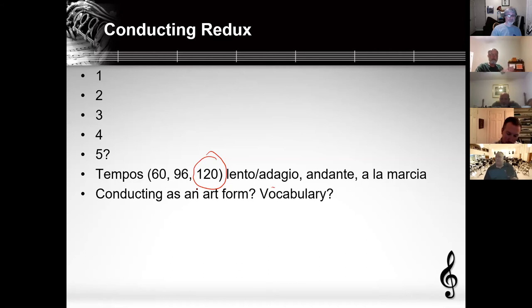Another one bites the dust. Right? So that's an andante tempo, and that's somewhat of a brisk andante, but it is an andante tempo.